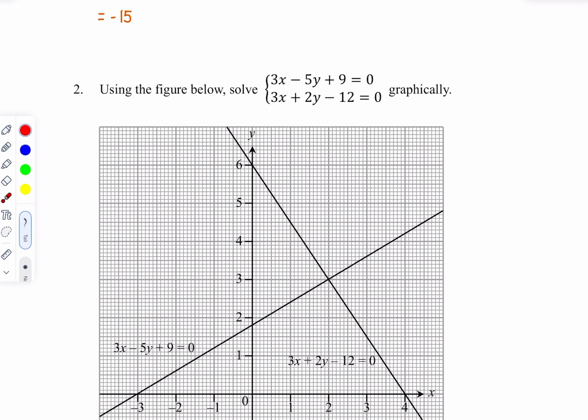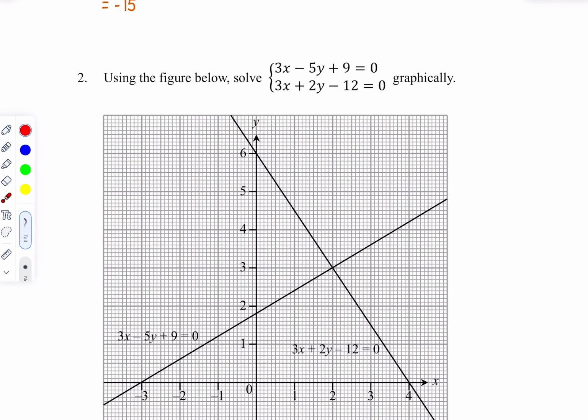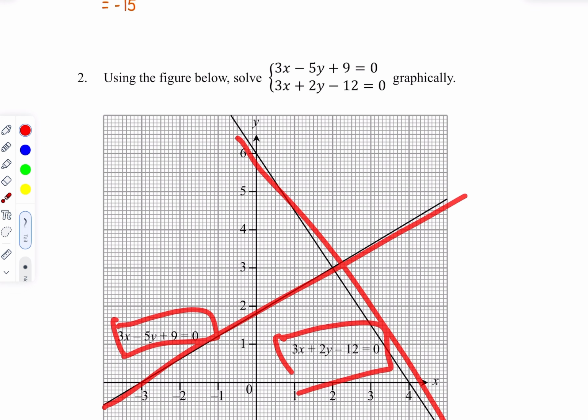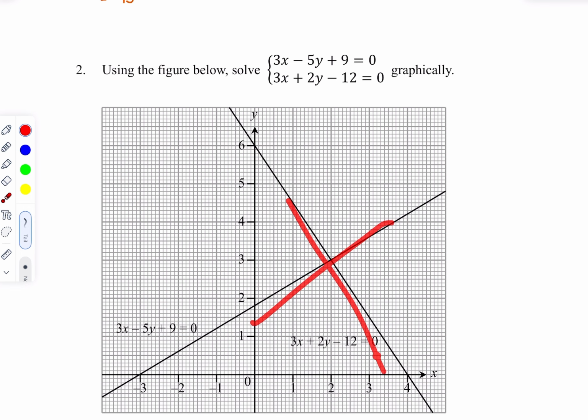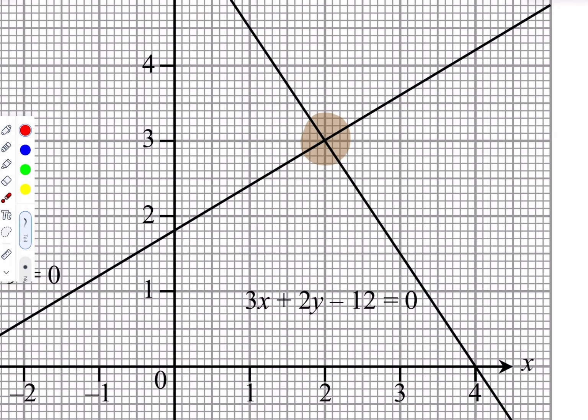Now in this coordinate graph, there are two lines. One of the lines is here and one of the lines is here. This line has the equation here and this line has the equation here. Between them, I want to solve them together simultaneously. Where do they meet? Is there any point where they both intersect? Yes, this point.